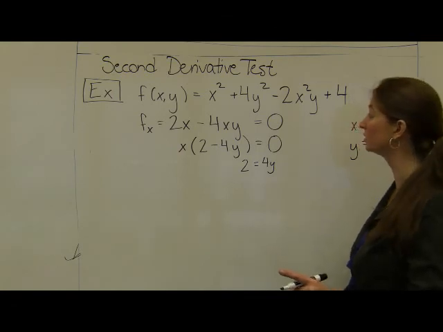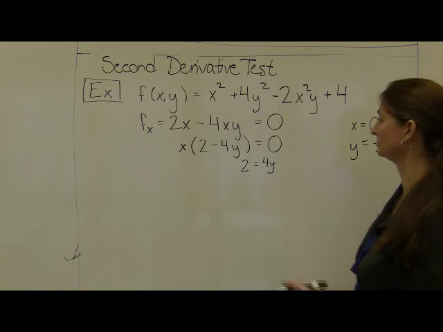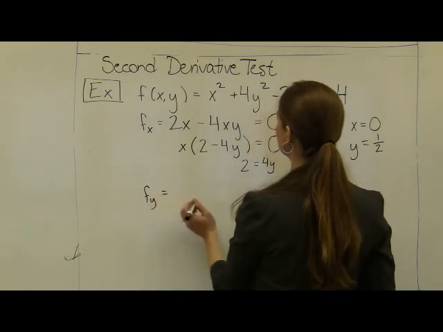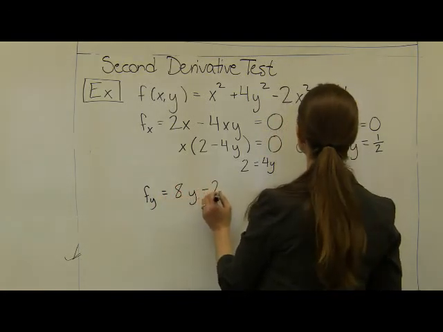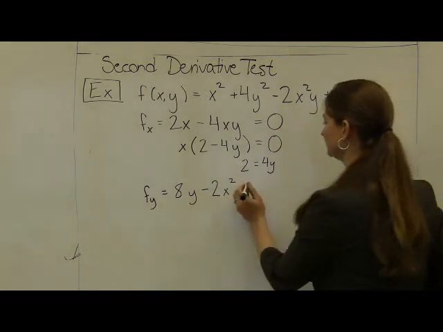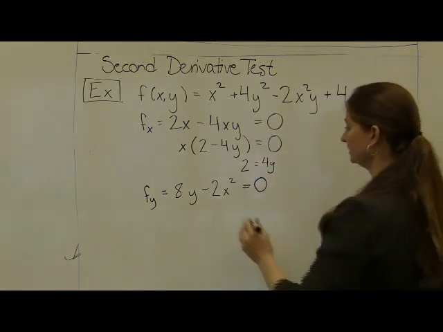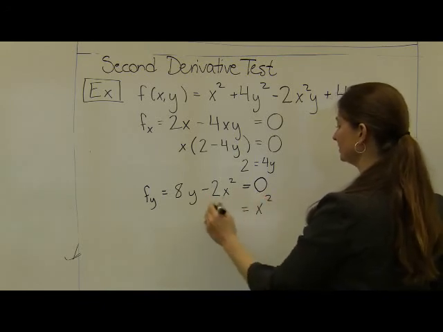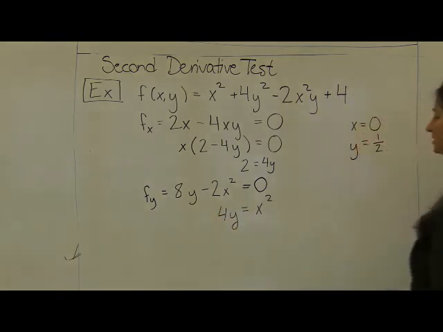But in order to be a critical point, both the partial derivative with respect to x and the partial derivative with respect to y have to be equal to 0. So let's continue by finding the partial derivative with respect to y, which in this case is 8y minus 2x squared. I'm going to set this equal to 0 because both my partials have to be equal to 0. I can move my x squared to this side, divide both sides by 2, and I get 4y is equal to x squared.